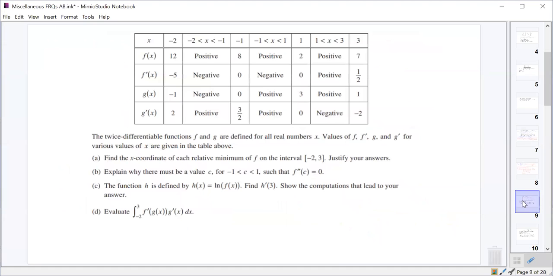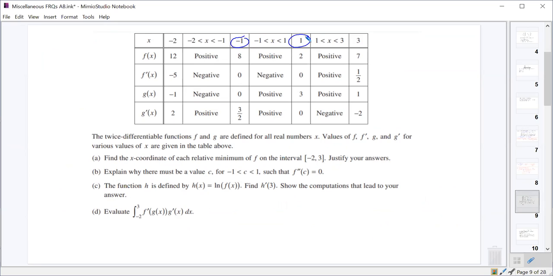All right, so next problem here. Twice differentiable functions f and g. They're giving us values of f prime, g, and g prime. We want to find the x-coordinate of each relative minimum of f on the interval from negative 2 to 3. So first off, we need to find when we have critical values for f. Critical values for f were when it's equal to 0. So it looks like that occurs at negative 1 and positive 1.